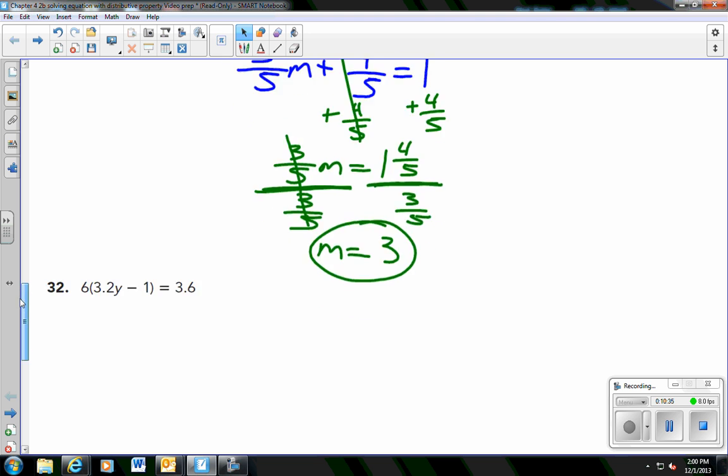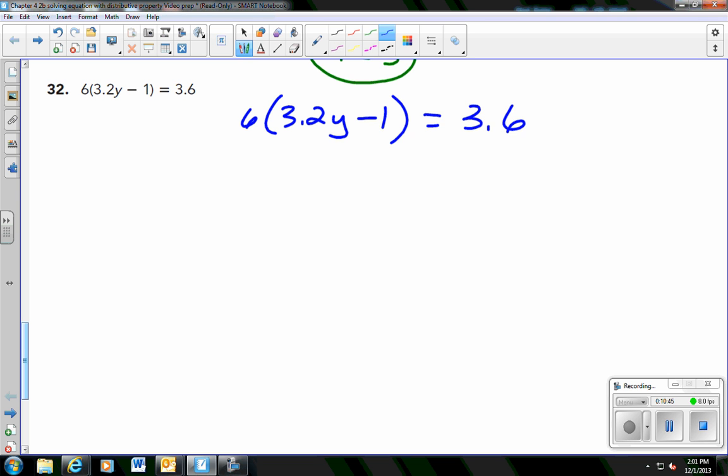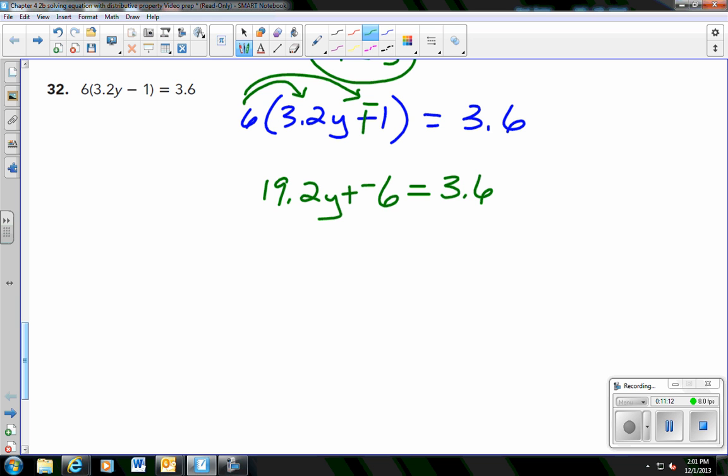All right, last one. Number 32. 6 times the quantity 3.2y minus 1 equals 3.6. So again, distributive, leave change opposite first, addition and negative 1, and then we're going to have to use the distributive property here. So 6 times the 3.2y would be 19.2y plus negative 6. The 6 times the negative 1 would give us negative 6, so plus negative 6 equals 3.6.